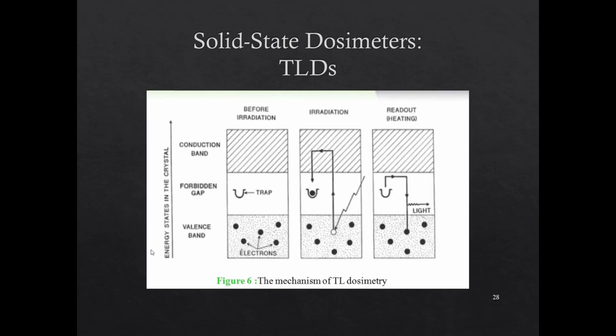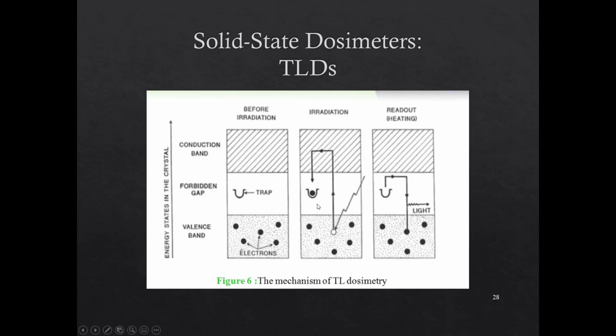So in terms of how it works, you'll have your energy states in the crystal, which is seen here. Before the irradiation, the electrons are all happy in their little valence bands. You have the forbidden gap, sounds like the forbidden forest, but it's the forbidden gap with a trap, and then this conduction band. So what happens is you have an irradiation, a photon comes in, and it irradiates the material in the valence band. The electron gets all excited, pops out, goes into the conduction band, and as it falls back down and crosses the forbidden gap, it gets trapped in one of these traps here.